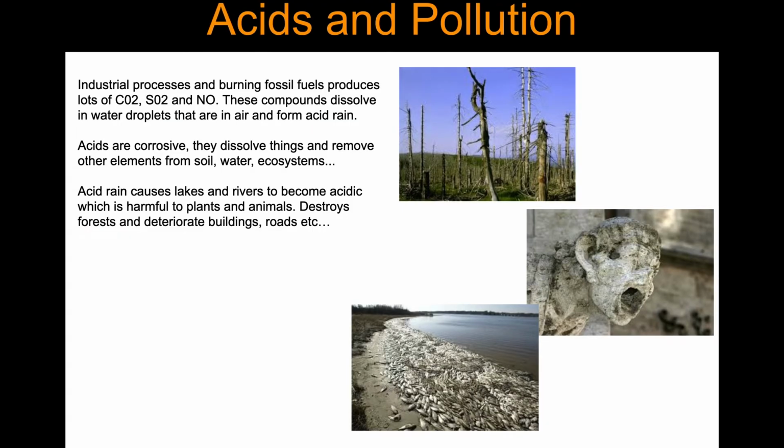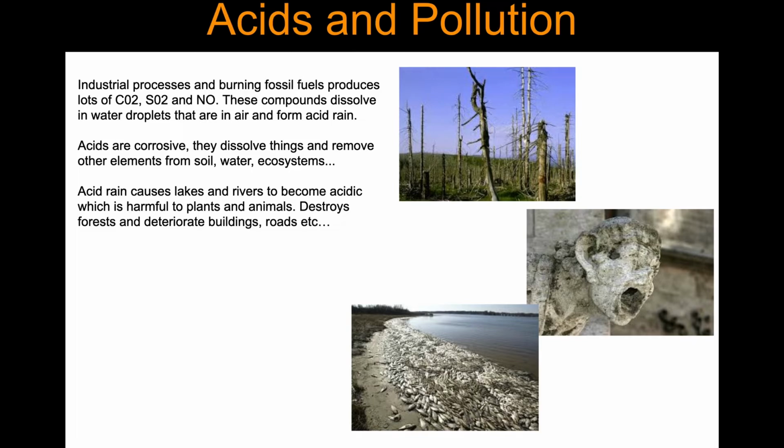The last piece of this unit and this part is acids and pollution. We need to understand that industrial processes or big, huge buildings that produce a lot of smoke make a lot of acid and put it into the environment. So when we burn fossil fuels, it produces a lot of carbon dioxide, a lot of sulfur dioxide, and a lot of nitrogen oxide. And these compounds dissolve in water droplets that are in the air and they form acid rain.